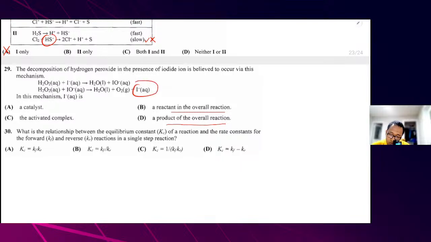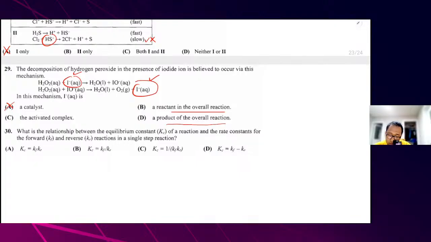So step one, I is used in step one. However, it is regenerated in step two. It appears at the start and end, but not in the overall equation. Okay, this is the definition of a catalyst, right? The substance that speeds up the reaction, is not consumed, and is regenerated at the end. So it will be a catalyst.